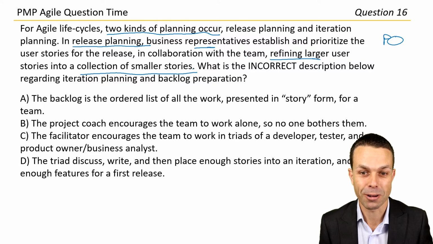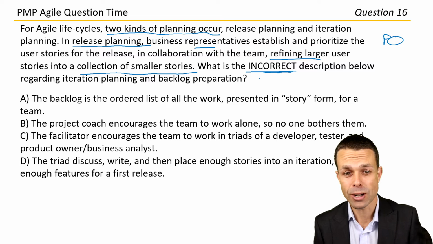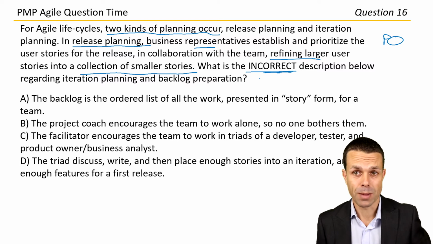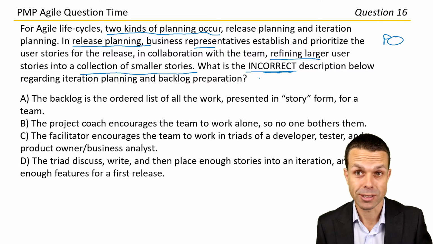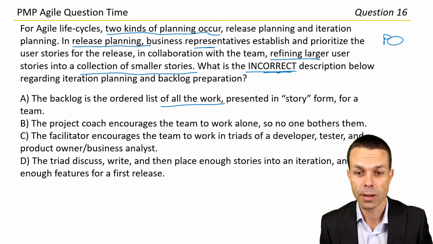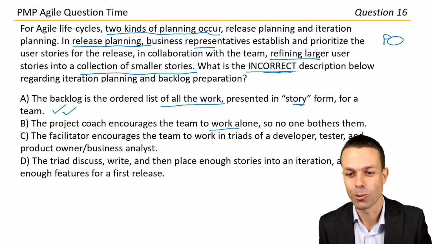Okay, this is great so far. What is the incorrect description below regarding iteration planning and backlog preparation? Wow, okay, this is a real mouthful, this question, but you will come across questions like this in the exam as well. So let's see what we've got. The backlog is the ordered list of all of the work presented in story form for a team. That seems pretty good. The coach encourages the team to work alone so no one bothers them.